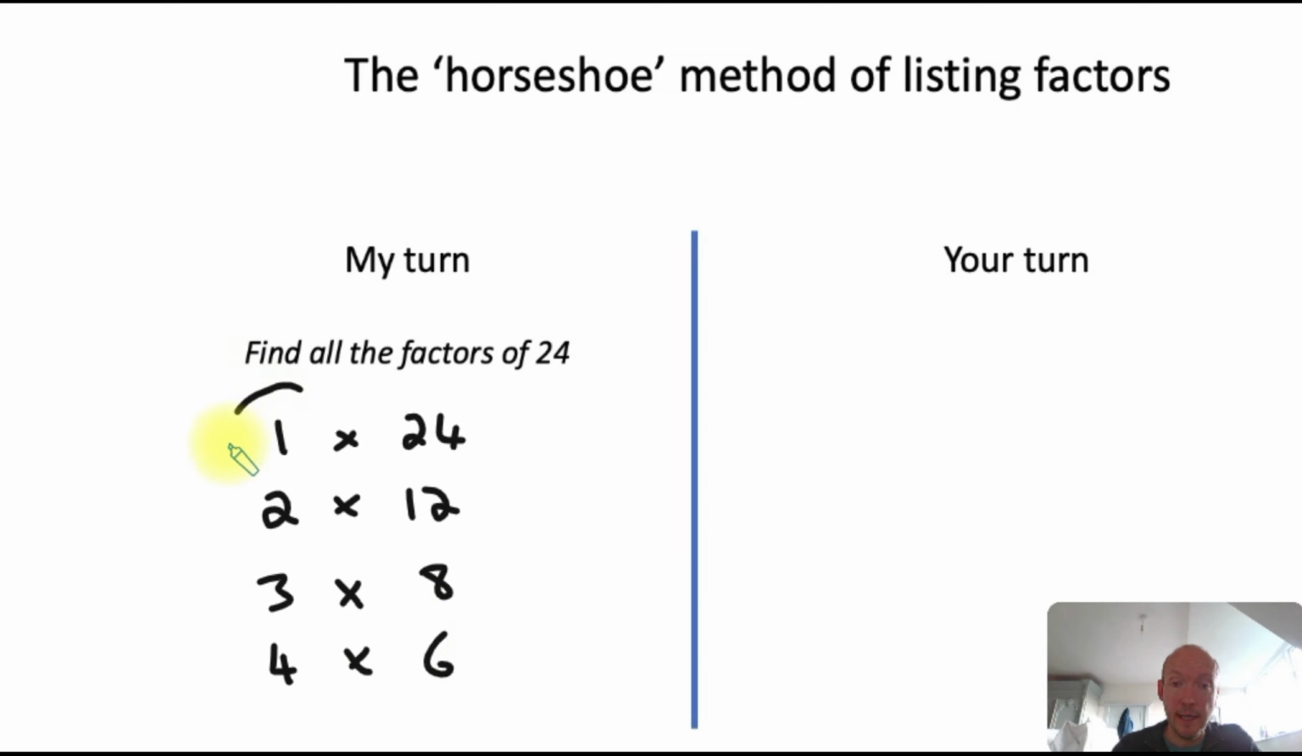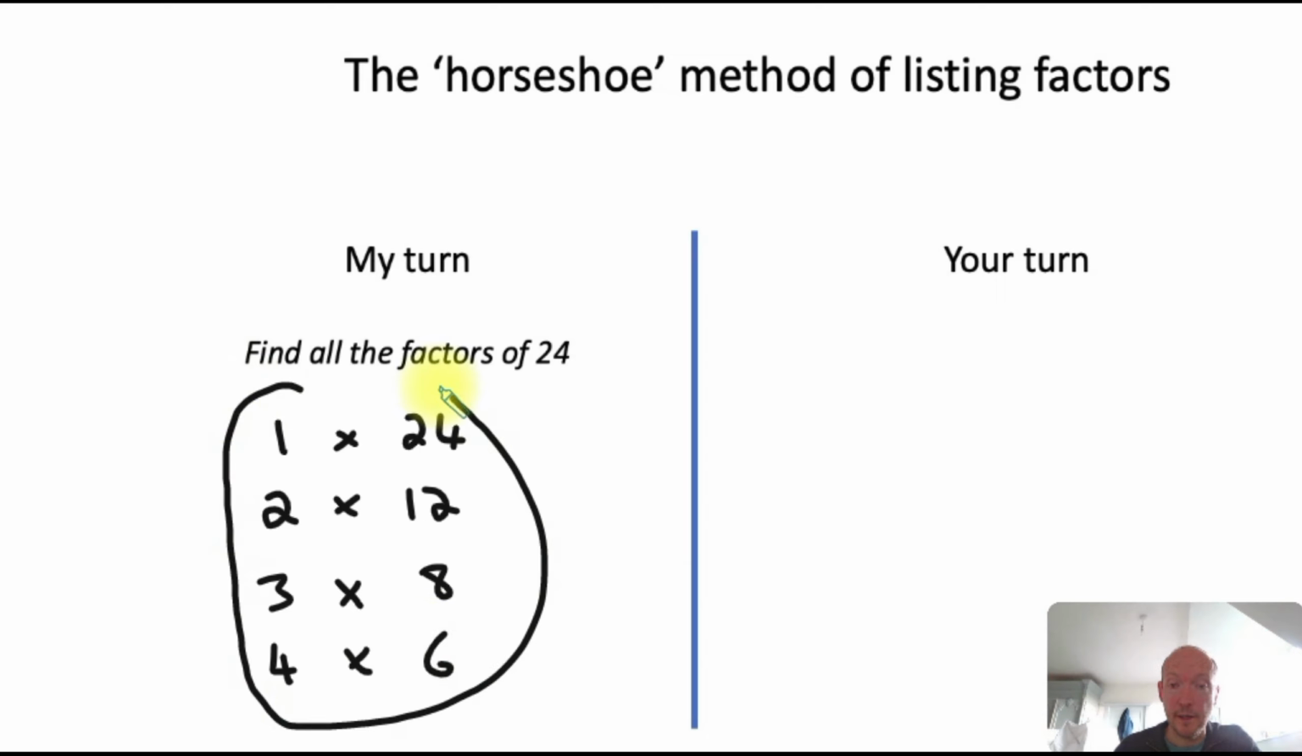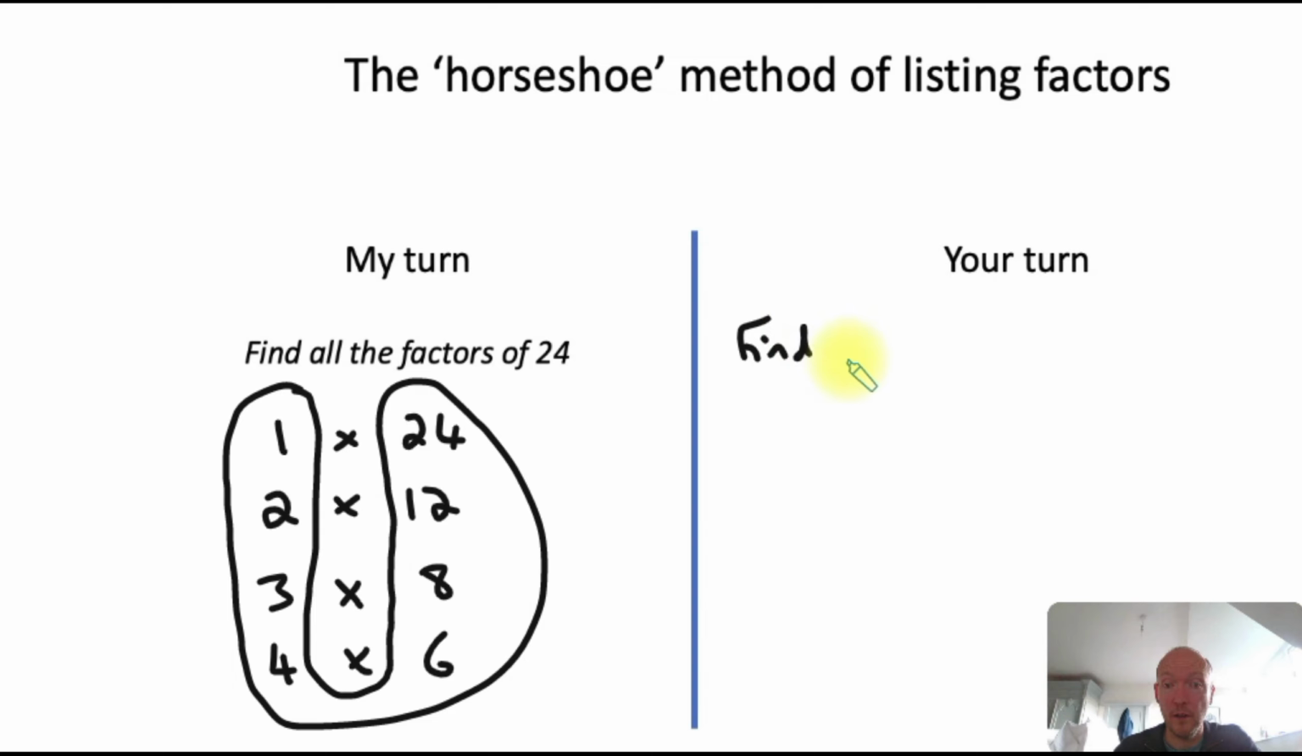Right, so now what I'm going to do is put a little shape around here like this. And that's why we call it the horseshoe method. It just makes a horseshoe shape, I guess. You don't have to do this at all. I just think this makes it a little bit easier. So I'd like to have a little practice at this. I've just had my turn. I'm going to ask you now to find all the factors of 30. Okay, so pause the video and have a go at that. See if you can find all the factors of 30.